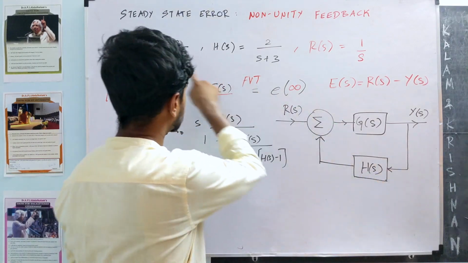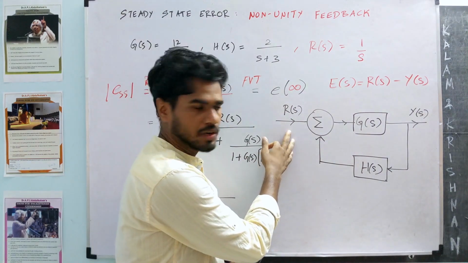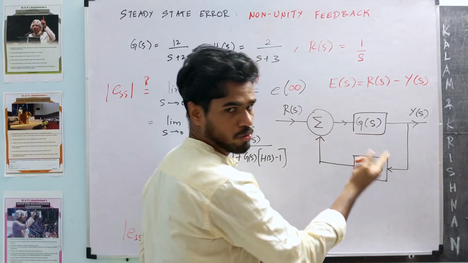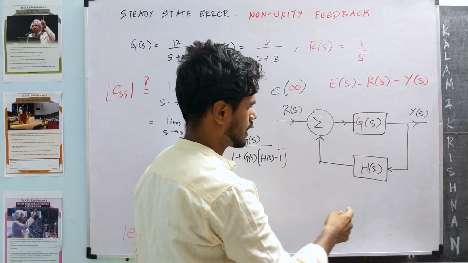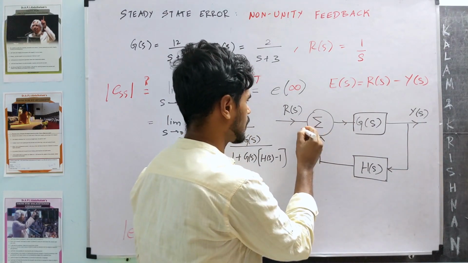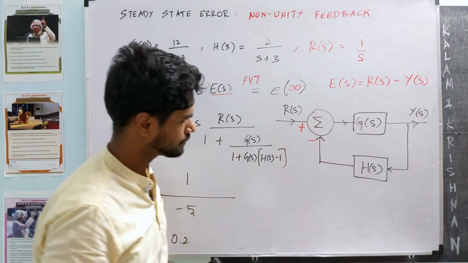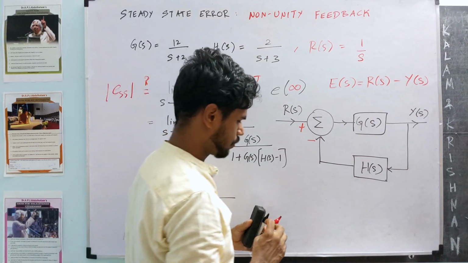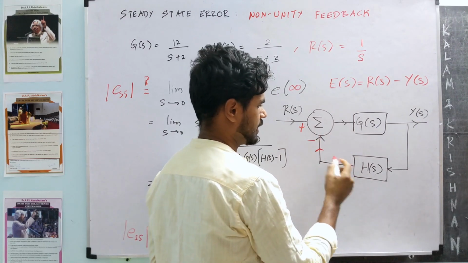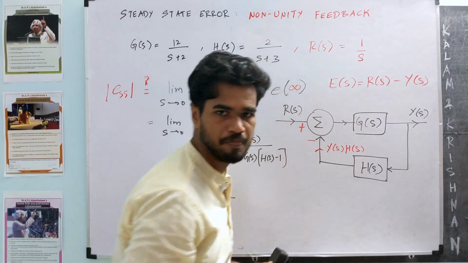When we draw the block diagram for the given non-unity feedback system, we have the input reference signal R of s over here, the output Y of s here, the transfer function in the forward path to be G of s, and then we have a feedback transfer function H of s. So R of s is plus and H of s is minus. Now let's say what is the signal that we get here at this summation point. That will be Y of s, H of s. This is known as the feedback signal.